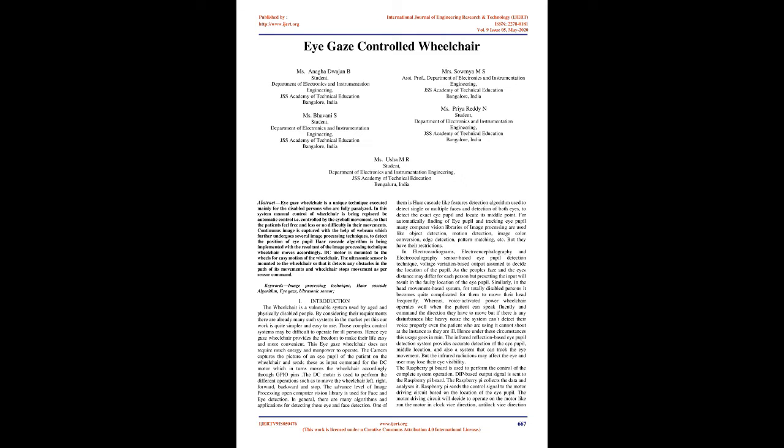The infrared reflection-based eye pupil detection system provides accurate detection of the eye pupil and its middle location, and also can track the eye movement. But the infrared radiation may affect the eye and the user may lose their eye visibility. The Raspberry Pi board is used to control the complete system operation. A DIP-based output signal is sent to the Raspberry Pi board. The Raspberry Pi collects the data and analyzes it.